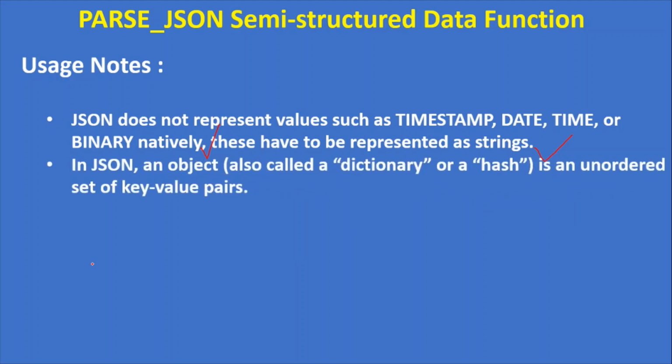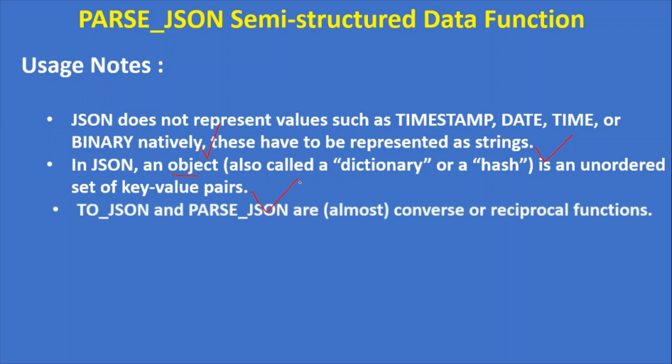In JSON, an object, also called a dictionary or a hash, is an unordered set of key-value pairs. So if you talk about any object in JSON, that is nothing but key-value pairs. Suppose you want to store key-value related things, like in Python if you have a dictionary. In the same way, if you want to do the same kind of thing, then you can go with the object. That object also will be stored internally in the variant only.